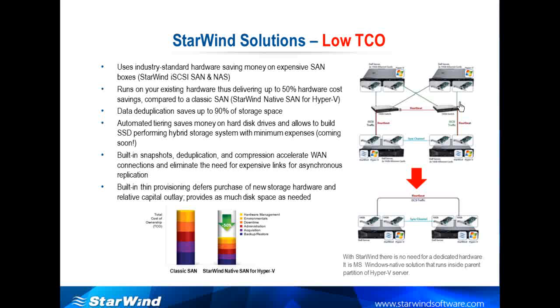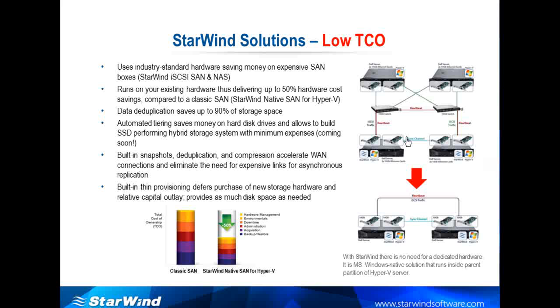The next option is just proving the thing that I just said. StarWind runs on your existing hardware, thus delivering up to 50% hardware cost saving compared to a classic SAN, which means that you shouldn't have dedicated boxes for the SAN if we are talking about the native SAN product. On the right side of the diagram, you can see a little difference. On the top, there is a diagram for the classic, pretty commonly used configuration. You see two Hyper-V servers. It can be ESX, it can be Citrix, it can be SQL Server. Hyper-V is just an example. And below you can see the StarWind boxes, basically the SAN.